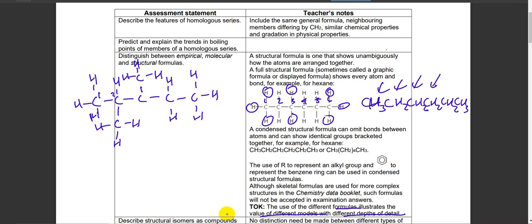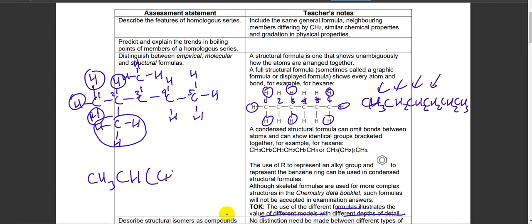This is C number 1, number 2, number 3, number 4, and number 5. Again, start with C number 1. It has 3 hydrogen, right? So CH3. And then C number 2 has 1 hydrogen and 1 CH3, so you write CH and then bracket CH3. That's the way you do this.